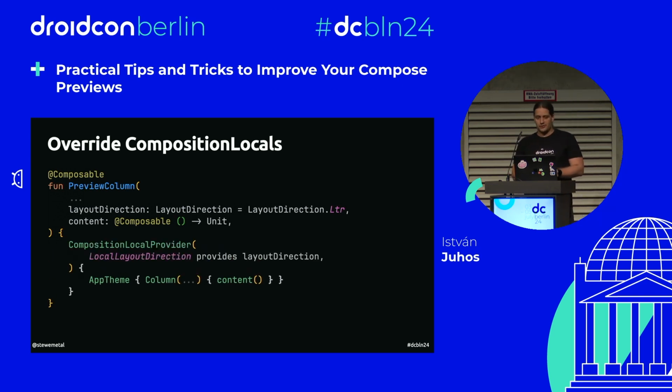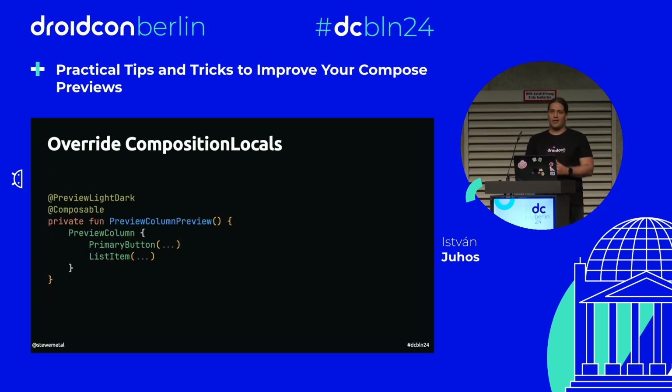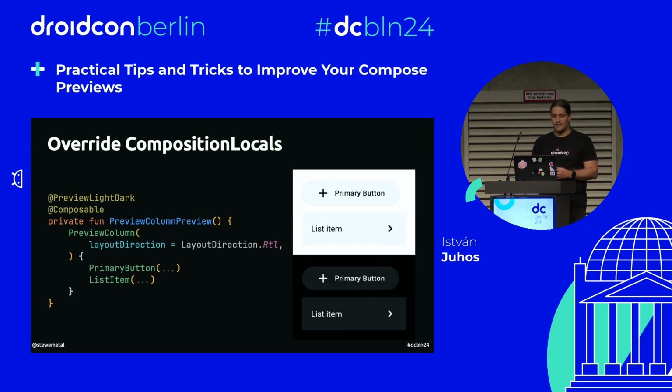Okay, so of course, if we know what composition locals we want to override, we can just override them by adding a new composition local provider, setting the value of that composition local there, and the rest is the same as in the preview box. We just call the app theme, call a column, parameterize it, and call the content inside it. Okay, how the call site looks like for preview column, we add a primary button and a list item there, so it looks like this, and if we set the layout direction to right to left, we'll instantly get this.